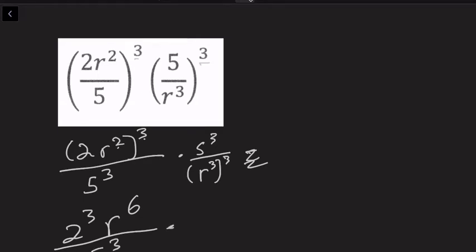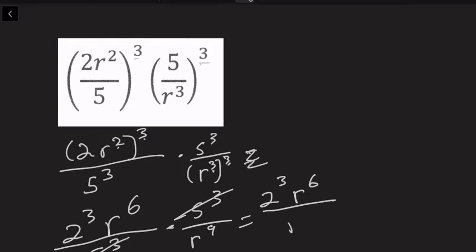times 5 to the 3rd over r to the 3rd power raised to the 3rd power. So r to the 3 times 3, that's 9. So 3 times 3 is going to be 9. The 5 to the 3rds are going to divide out, and we're left with 2 to the 3rd multiplied by r to the 6th over r to the 9th.